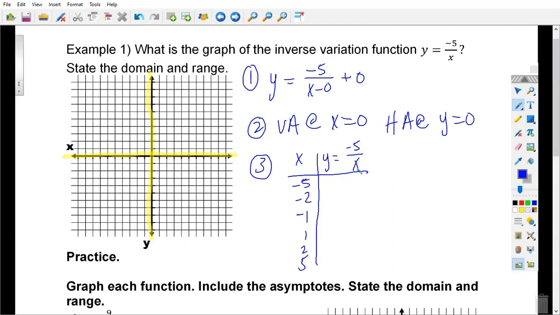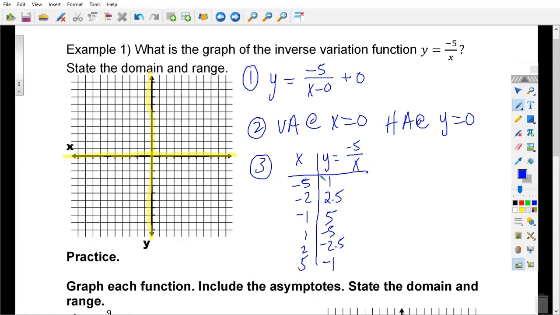So -5 divided by -5 is 1. -5 divided by -2, 2.5. -5 divided by -1 is 5. Because this is an odd function, for the x values in their opposites, these are going to be also opposites. Does that make sense? And if not, just do the math. What's -5 divided by 1? -5. What's -5 divided by 2? -2.5. What's -5 divided by 5? -1.